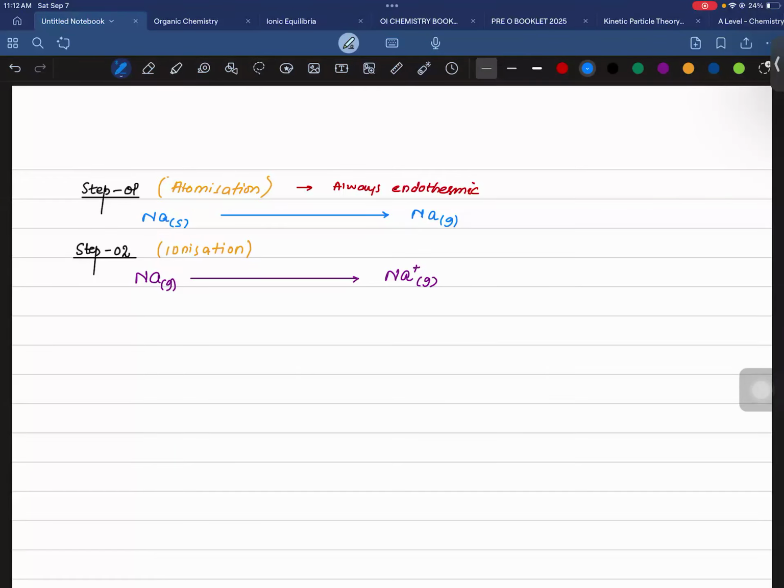And can you tell me, what is ionization? Is this endo or exo? You have discussed it in AS, right? In atomic structure. Remember, this is not a new thing for you guys. This is the old one that you have discussed. Yes, can you tell me is this exo or endo?